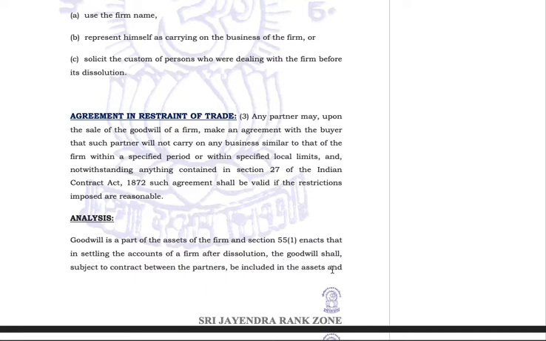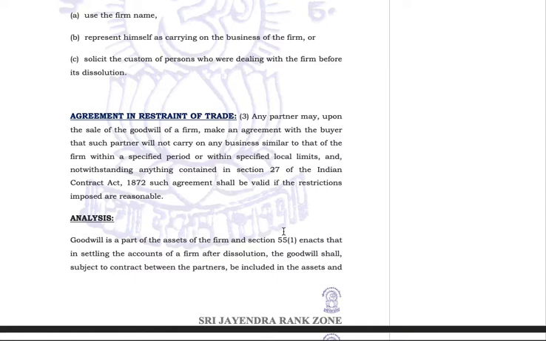Now it says that goodwill is part of the assets. Goodwill is just an asset of the firm, like a chair, table, car, and property. Goodwill is like the brand name, ABCD Limited, or sorry, ABCD firm. That name of the firm is the goodwill. Haldiram Sarvanabhav, this name is the goodwill. So this name is part of the assets of the firm.